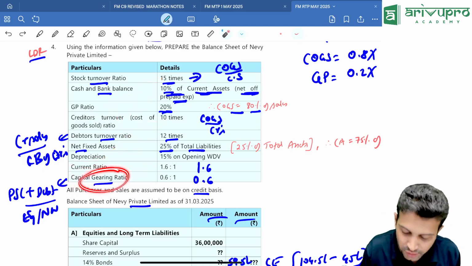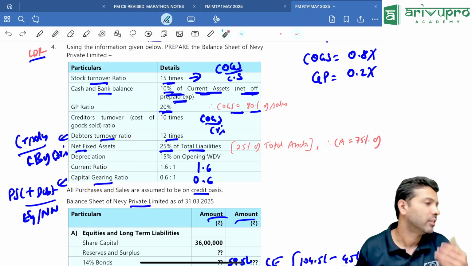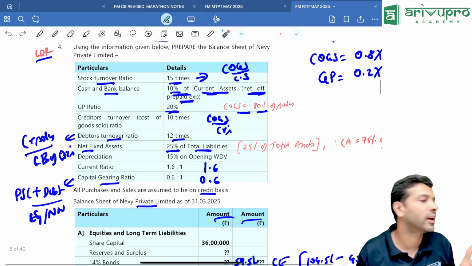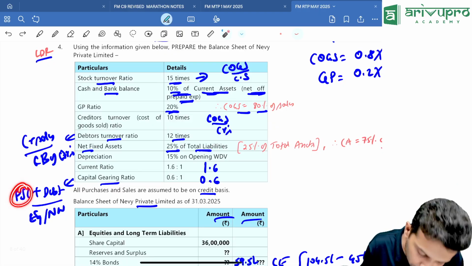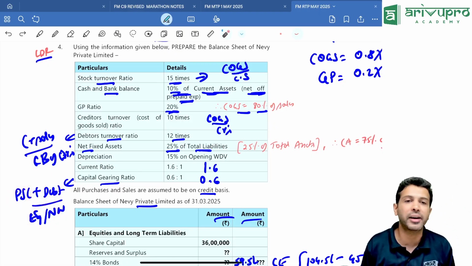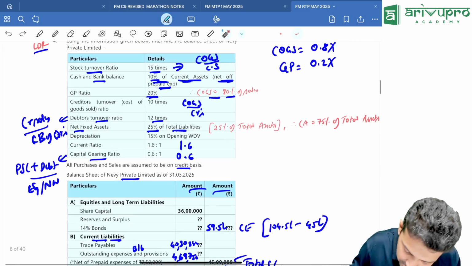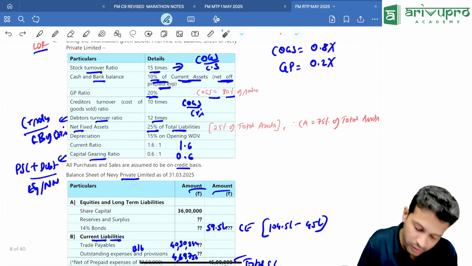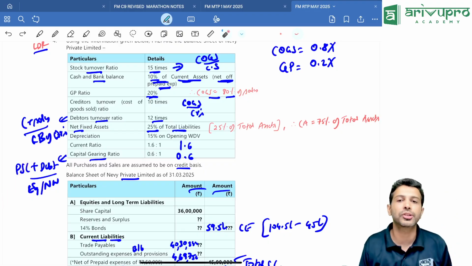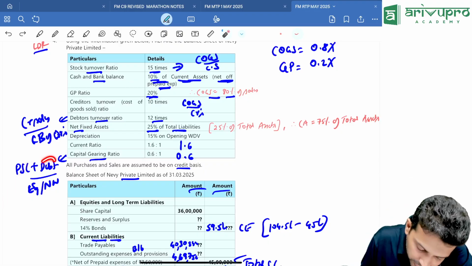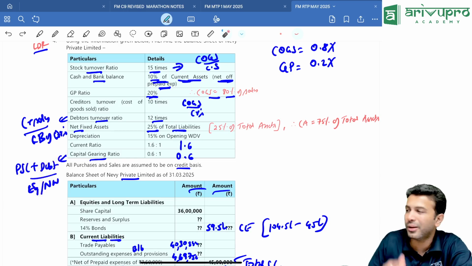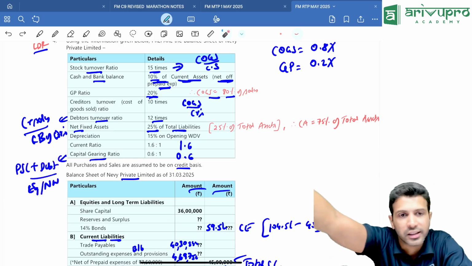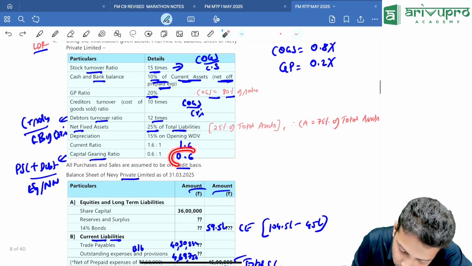We touched this or we did not even touch? Now let's touch it. Capital gearing ratio, how do you get it? Preference share capital plus debt divided by net worth. We read the balance sheet. Are you able to see any preference share capital here? No. That means capital gearing ratio is how much? Here it is debt divided by equity. Equity means equity share capital plus reserves and surplus.